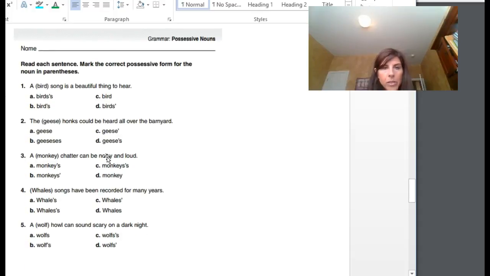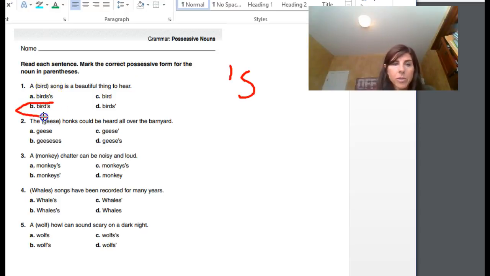And then the possessive nouns. So we are still working on possessive nouns. It takes a little bit of time to get and understand. Remember, possessive nouns show possession, something belonging to something or someone. And the rule is if it's singular, you add an apostrophe s to show possession, such as here, a bird's song is a beautiful thing to hear. So bird's song, we're talking about the song belonging to one bird, and when it's the song belonging to one bird, it's apostrophe s.